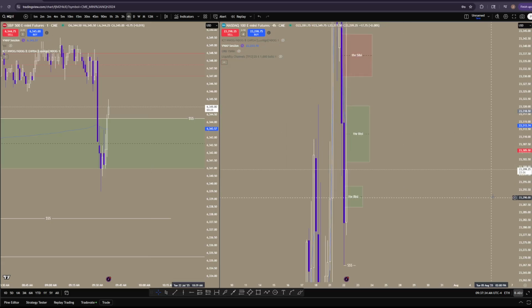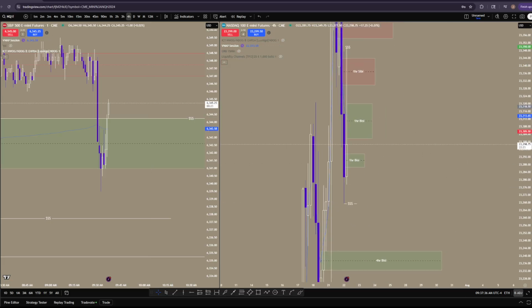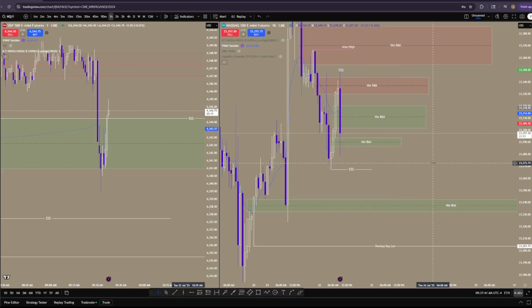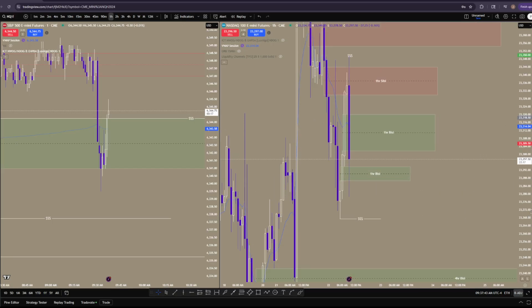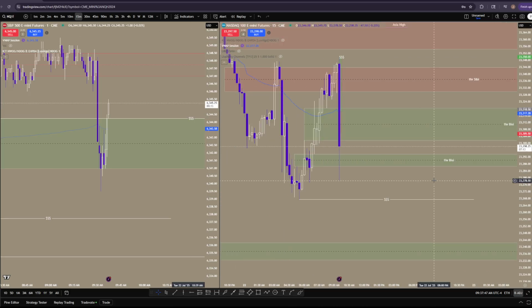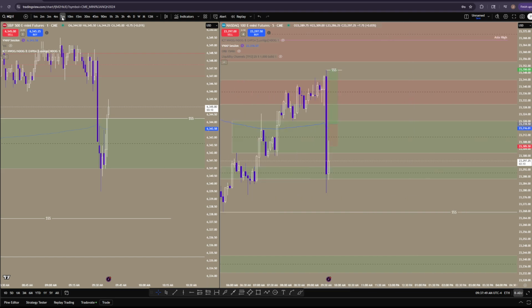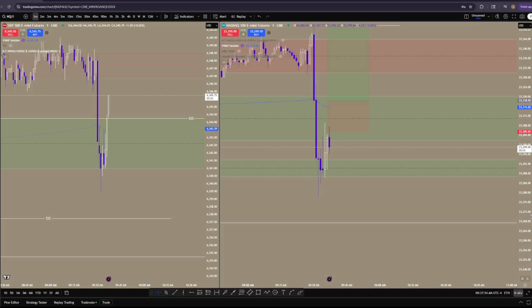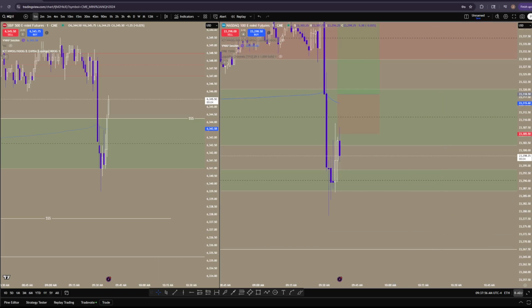But yeah, on the higher time frame, we did get inversion on this 4-hour FVG. We did inverse the hourly FVG. So we're just keeping that in mind. And if we were to come back down and inverse both of these hourly FVGs, I will be looking for shorts. So we'll just have to be really patient and wait and see what the market gives us.